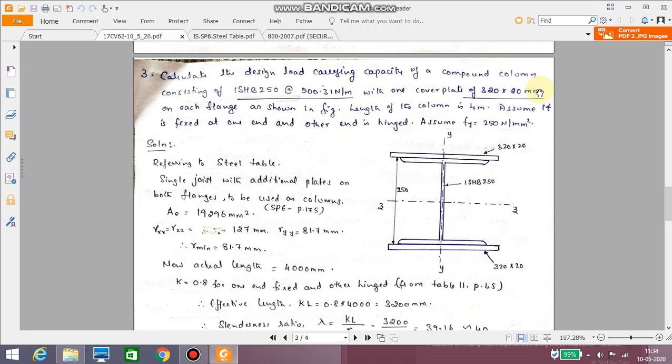Students, we will continue with the problems on compression members. The third problem was a homework problem in the notes shared. We will go with the third problem.